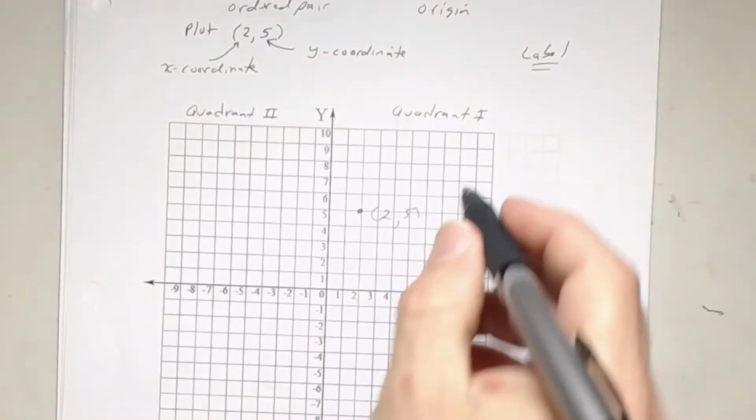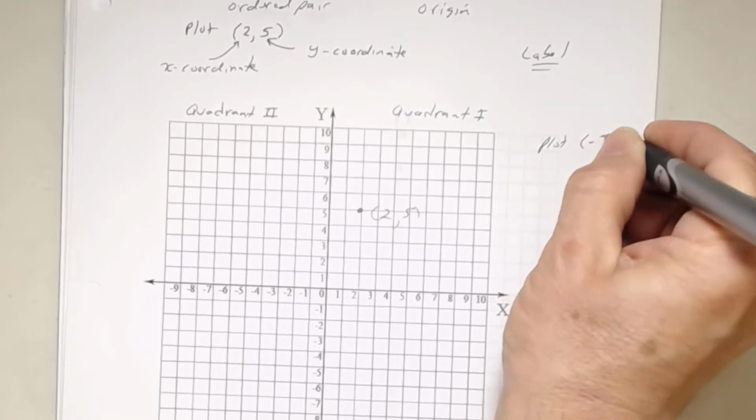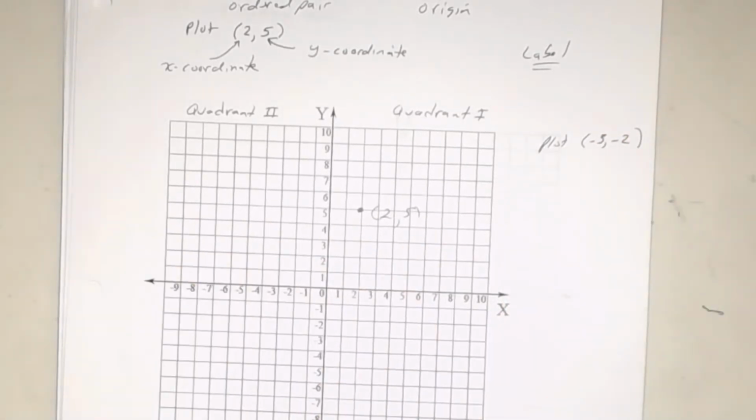All right, now let's say you want to plot the point -3, -2. Where do you start? At the origin. That's where you start. Now, before we actually plot it, what quadrant do you think this is located in? 3. Quadrant 3. All right.